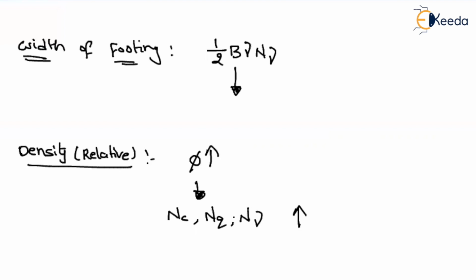In the next video, we will see how the shape of the footing affects the bearing capacity equation. As of now, we have talked only about the continuous footing, right? But there are rectangular footings, circular footings, and square footings. For those types, how the bearing capacity changes, we will see in the next video.